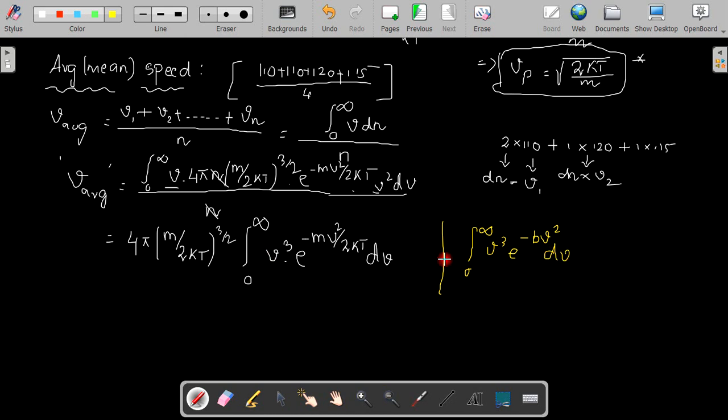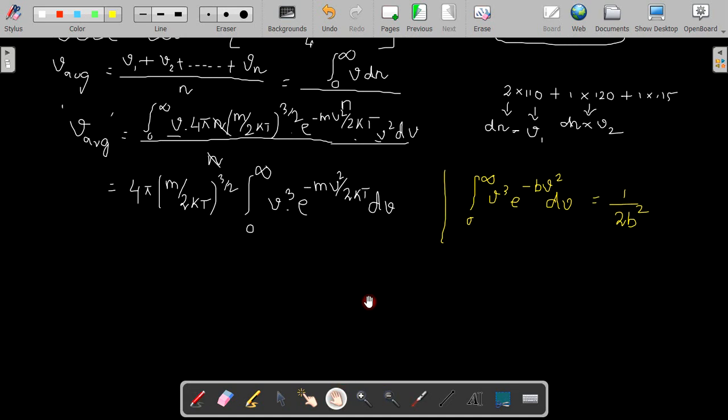So this is of the same form. See, v cubed e to the power minus mv square by 2 kt, it is e to the power minus bv square, that means b is equal to m by 2 kt. You can compare it and write it down. So if you get a result like this, the standard answer to this is 1 divided by 2b square. You can always simplify this and practice it for your own confidence, but at this point, when you are solving this is very long, so you really don't have time to solve it, so that's why you can write it directly. So I can write it down as 4 pi into m divided by 2 kt whole thing to the power 3 by 2, and this integration would be nothing but 1 divided by 2b square.